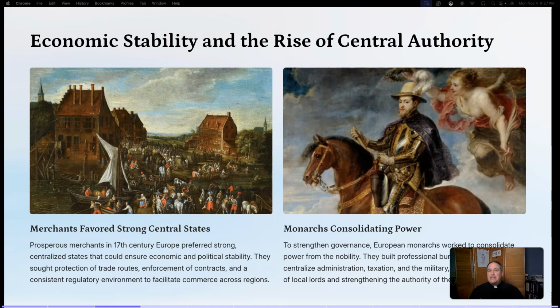So let's now look at the role that merchants also played in supporting these strong centralized states. In the 17th century, European merchants favored strong centralized states that could provide economic and political stability. They saw protection of trade routes and a consistent regulatory environment. As European monarchs consolidated power from the nobility, they built professional bureaucracies that centralized administration, taxation, and the military. This reduced local lords' influence and strengthened the authority of the crown, creating conditions for economic growth.